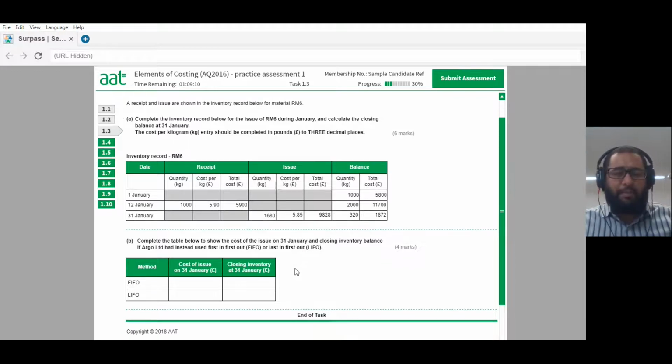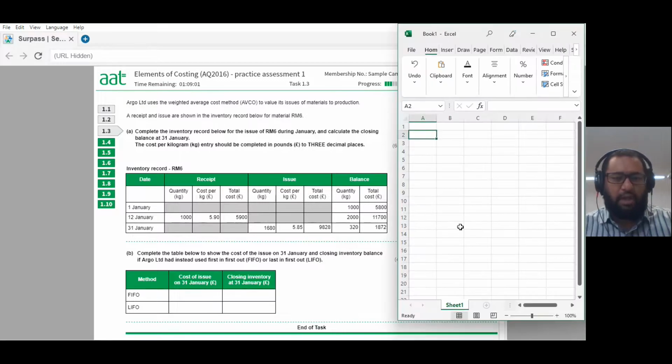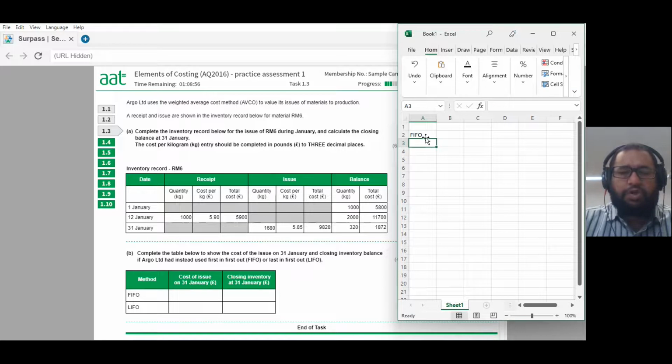Okay, so what now do we have to do? We're going to follow the same method to calculate the other two inventory calculation methods. They want you to do cost of issue and the closing inventory on the 31st of January. So let's do the FIFO method first. Now, if I'm using FIFO, I have to use first in, first out. I have to take whatever I can from the inventory I had to begin with.